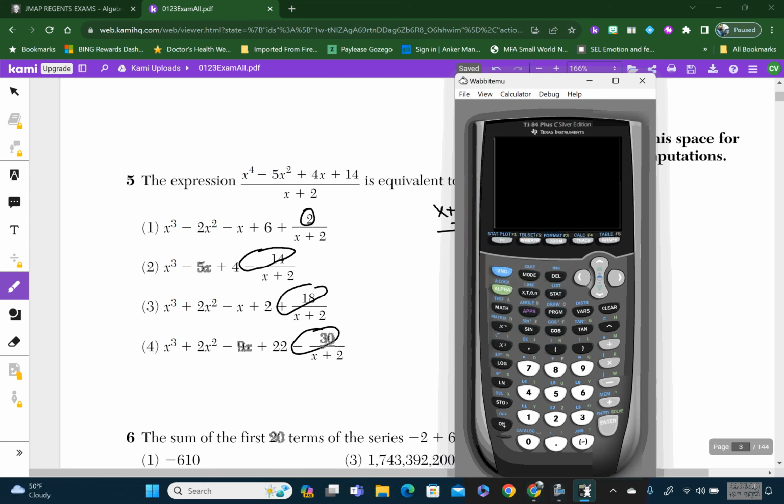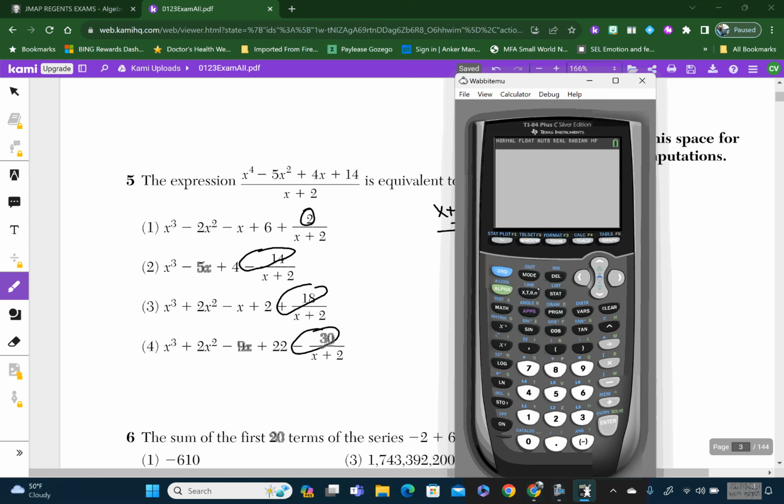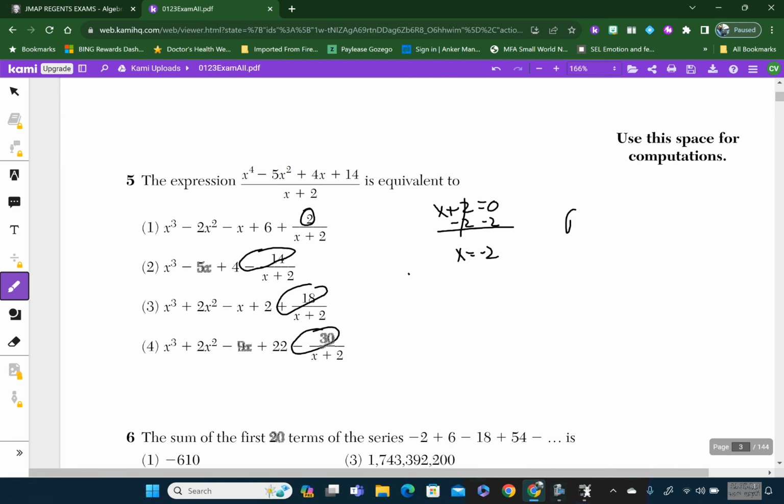Then you take the negative 2 and store it. I'm going to go back to my regular calculator, take negative 2, store that in for x, hit enter, and then plug in the numerator, the x to the fourth minus 5x squared. Please make sure that you're typing this in correctly and that you're doing this yourself. Don't just wait for me to do this and hit enter. That number gives you the remainder. In this case, the remainder is 2. So which one has a remainder of 2? The first one. The others have remainders of negative 14, 18, and negative 30. So these are out.